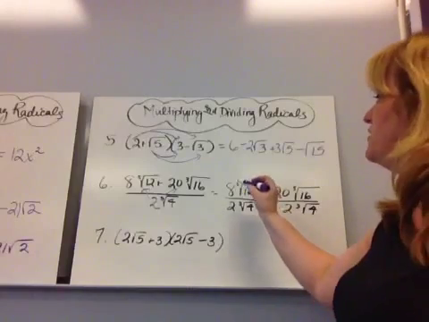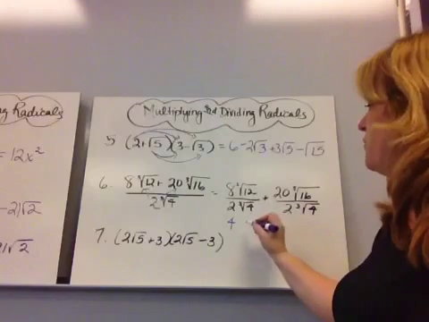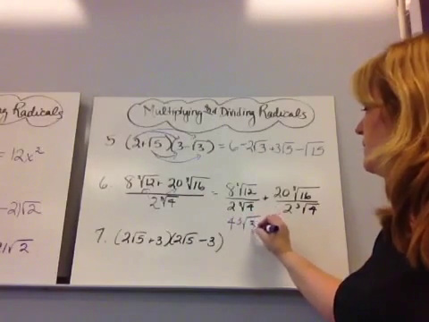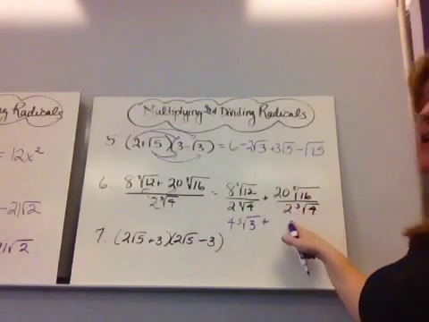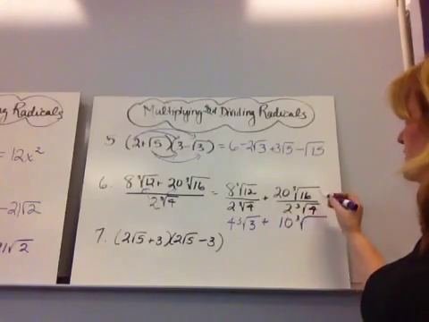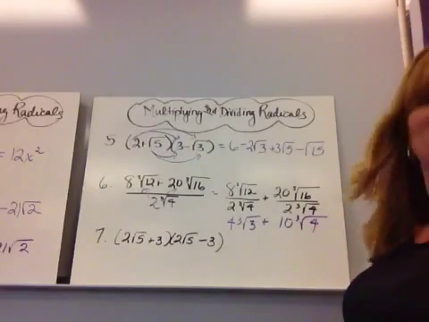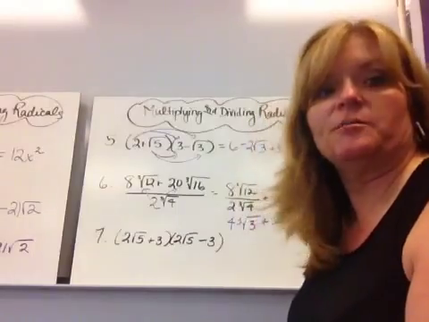It's a lot easier. So if I divide my outies, 8 divided by 2 is 4. 12 divided by 4 is 3, so that's cube roots of 3. Plus 20 divided by 2 is 10. And cube roots of 16 divided by 4 is 4. And that's as far as we can go. But it makes it easier if you can split it apart.